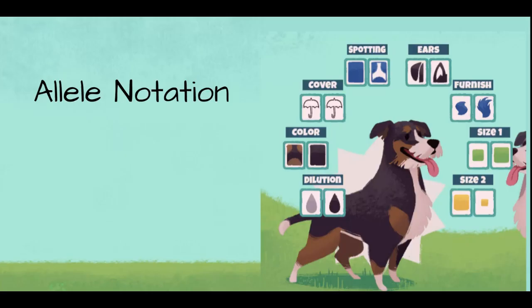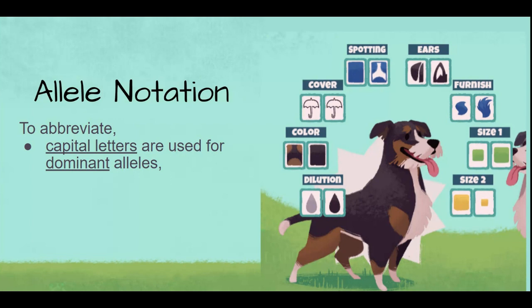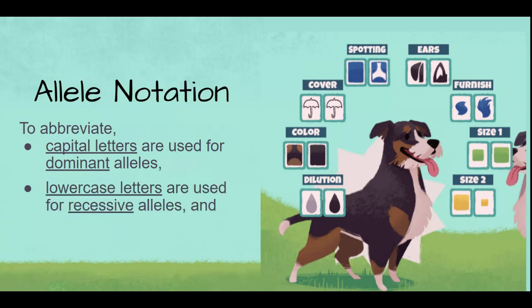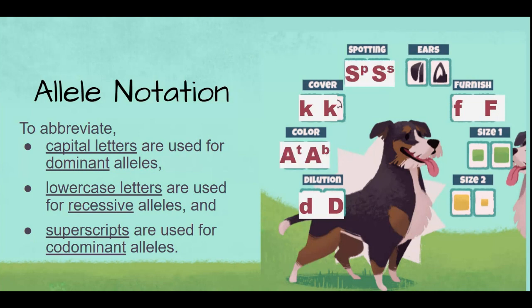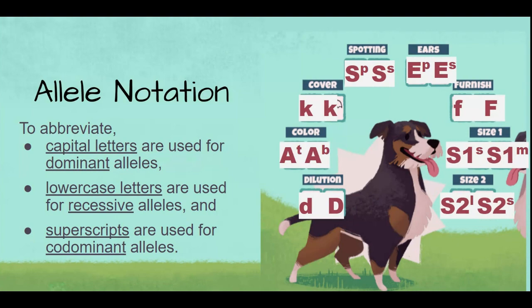In summary, when using allele notation, capital letters are used for dominant alleles, lowercase letters are used for recessive alleles, and superscript letters are used for codominant alleles. In Mutt Mixer, genes like furnish, dilution, and cover have simple dominance and use capital and lowercase letters. But genes like color, spotting, ears, and size have codominance and use superscript letters.